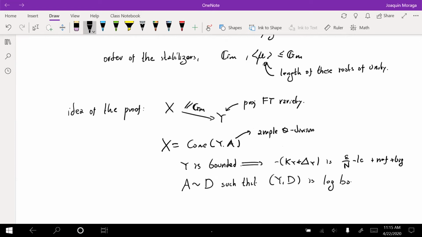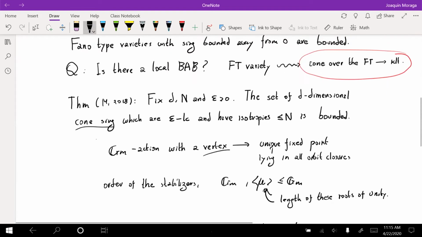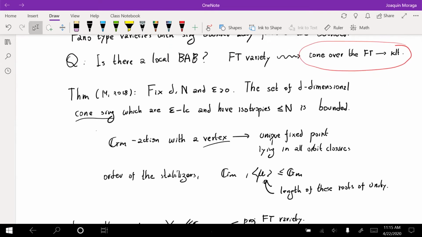But if you change by linear equivalence in a projective variety, the corresponding cone doesn't change. So since the pairs (Y, Delta_Y, D) are log bounded, this gives you the fact that the cones are bounded. If you think about it, the proof is not hard. It uses really straight techniques from the field, but for me, it's a nice local version of BAB.